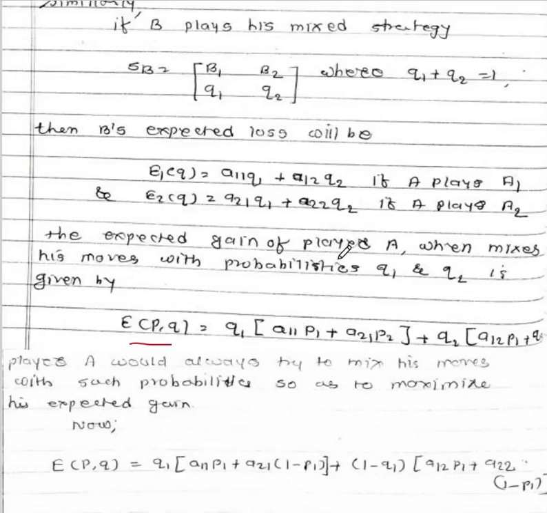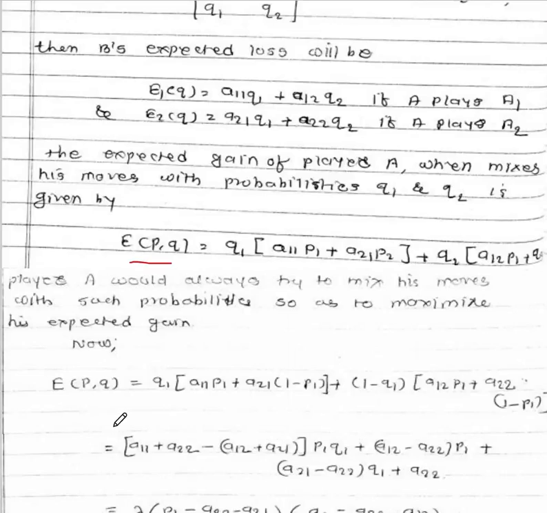Now suppose that player A would always try to mix his moves, using his mixed strategies with such probabilities that player A always tries to maximize his gain. Then the maximum gain of player A is given as E(p,q) equal to q1 in brackets (a11 p1 plus a21 (1 minus p1)).